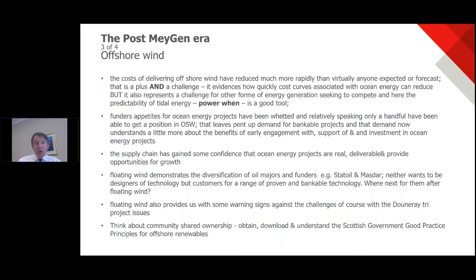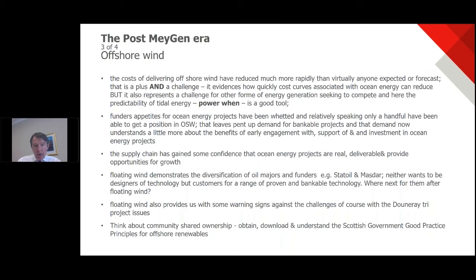These majors, in my personal view, do not want to be designers of technology. What they want to be is purchasers of proven and bankable technology. So in my view, when you see Statoil developing the Hywind project, and this is a personal view, you see an oil major that wants to see a market in equipment, and is helping that market to get underway. Now, floating wind provides us with some warning signs, of course. The Dounreay Tri project is having its travails at the moment, and I sincerely hope that that project does end up getting delivered. So there are some negatives too around those lessons.